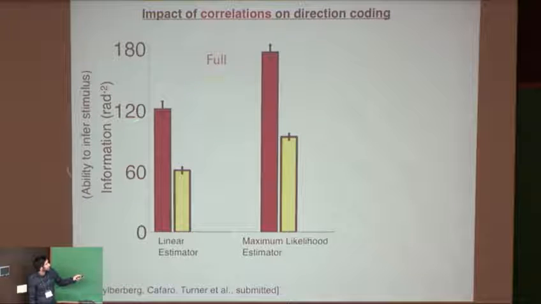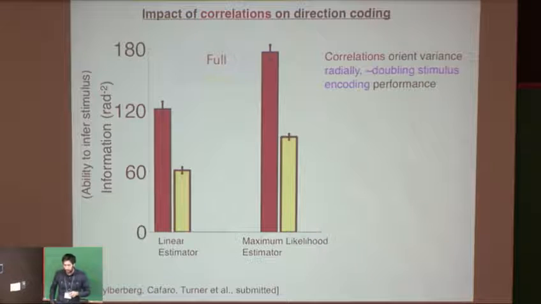The vertical axis here is your precision with which you can estimate the stimulus, so high values are good. The red is the precision obtained with the correlated responses. The yellow is the precision obtained with uncorrelated trial shuffled responses. And so the factor of 2 difference between the red and the yellow bars is the statement that the correlations in these responses, that collective phenomenon, which we've seen orients the variability radially in the response space, roughly doubles the ability of these 8-cell populations to encode direction of motion of the stimulus.